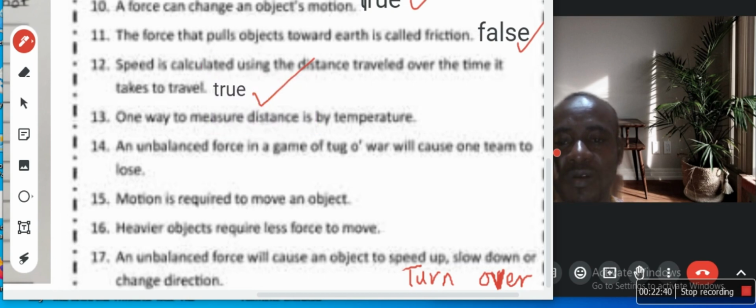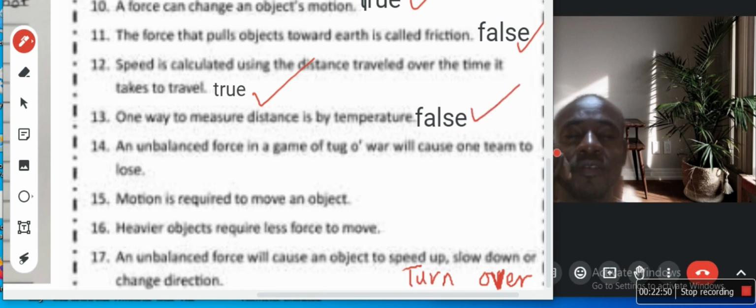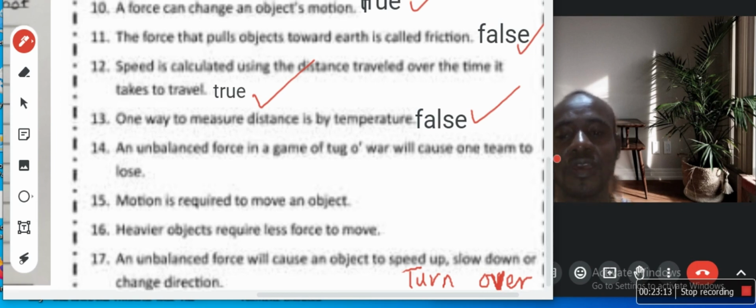One way to measure distance is by temperature. Show me one unit you can use to measure distance. Kilometer per hour. No, just kilometers, meters, centimeters, and what have you. Kilometer per hour is actually a unit for speed. I know. The meter per second is also a unit for speed. Okay, number 14. They're making progress.